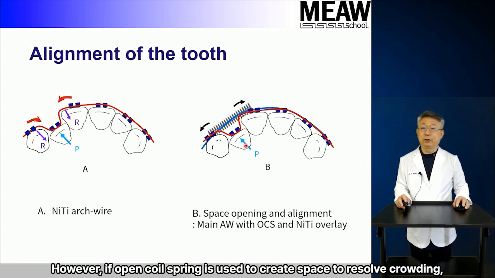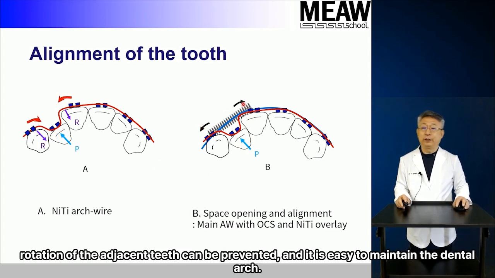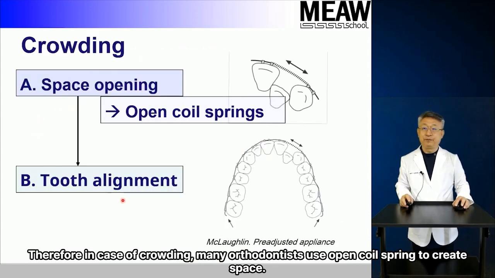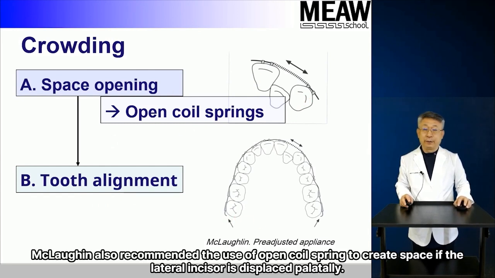However, if open coil spring is used to create space to resolve crowding, rotation of the adjacent teeth can be prevented, and it is easy to maintain the dental arch. Therefore, in case of crowding, many orthodontists use open coil spring to create space. McLaughlin also recommended the use of open coil spring to create space if the lateral incisor is displaced palatally.